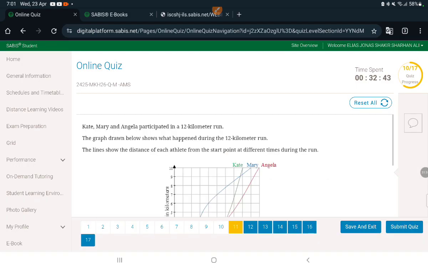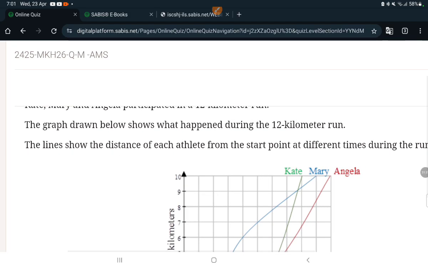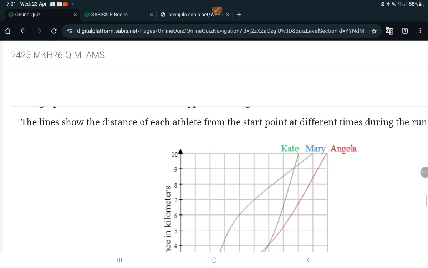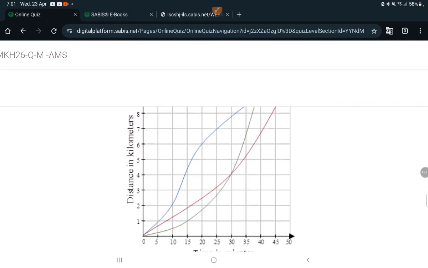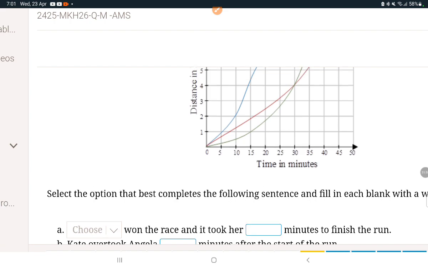Okay, Kate, Mary, and Angela participated in a 12-kilometer run. The graph drawn below shows what happened during the 12-kilometer run. The lines show the distance of each athlete from the starting point at different times during the run. So they're asking who won the race and how long it took her to finish the run.